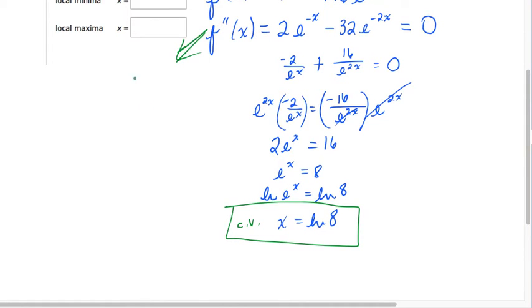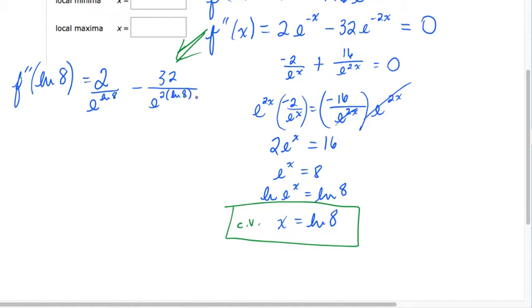How about that? That's f double prime. Let's just plug it in. So I want to take f double prime of the natural log of 8. This actually does simplify a lot, and you don't need a calculator for it. Plugging that in, we have 2 over e to the x, so 2 over e to the natural log of 8, minus 32 over e to the 2 times x, or 2 times natural log of 8.